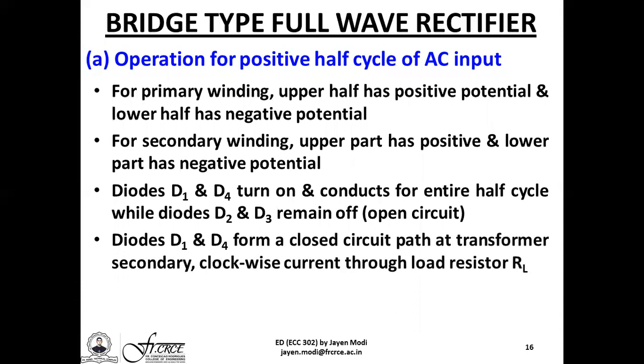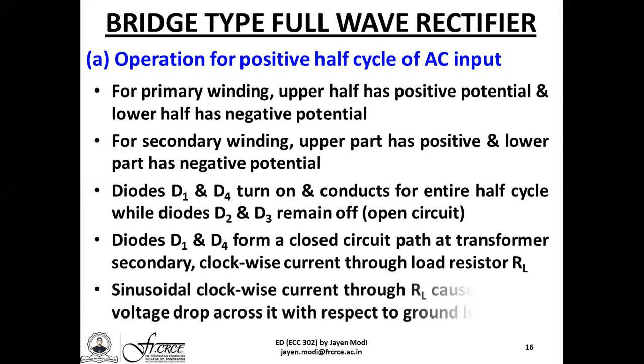When this happens, D1 and D4 form a closed loop circuit path at the transformer secondary winding, due to which a current flows in the clockwise direction to the load resistor RL, which in turn generates a sinusoidal output rectified voltage across the load RL with respect to the ground level, that is 0 volts.